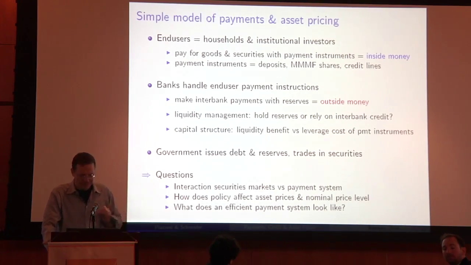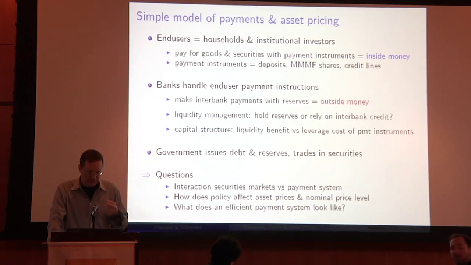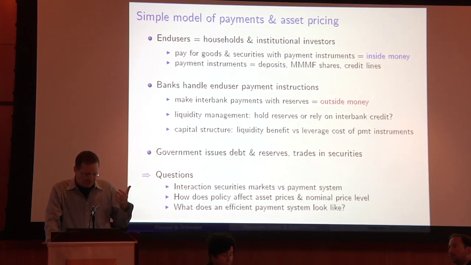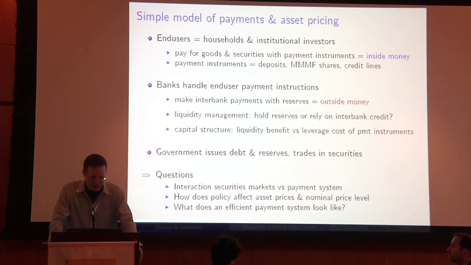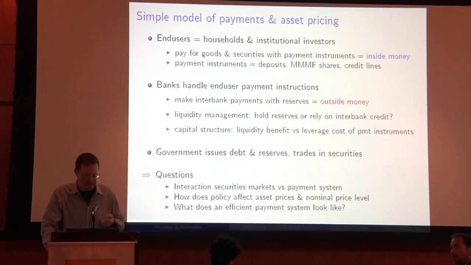It's a modern world. And so the banks effectively do two things here. They do liquidity management. They have to decide how much reserves to hold and how much to rely on interbank credit, or borrowing reserves. And they choose capital structure, or how much of these payment instruments to issue, which is beneficial because they have a liquidity benefit, but they also have a cost of leverage. Then there is a government that issues debt and reserves and trades securities.